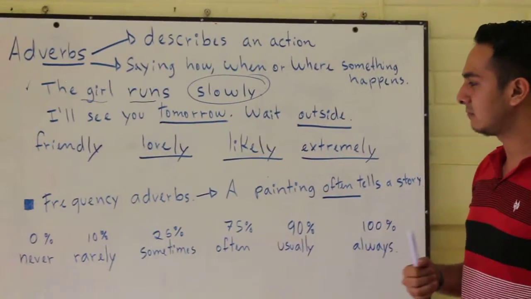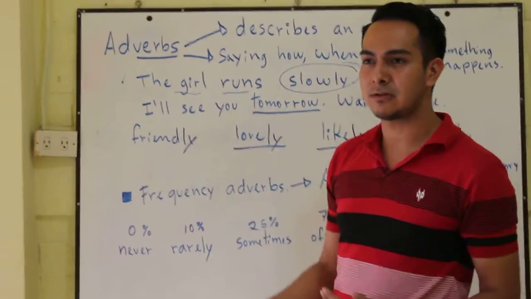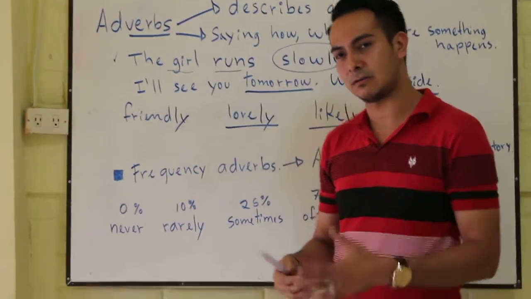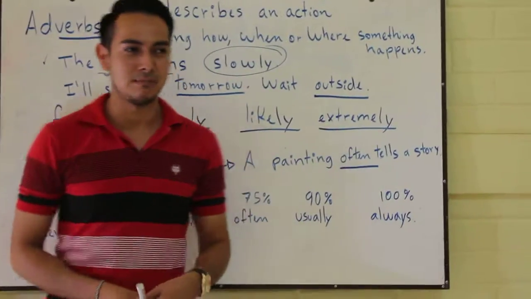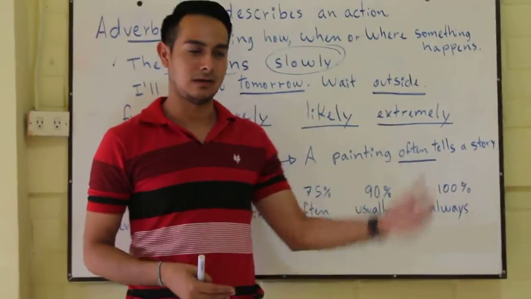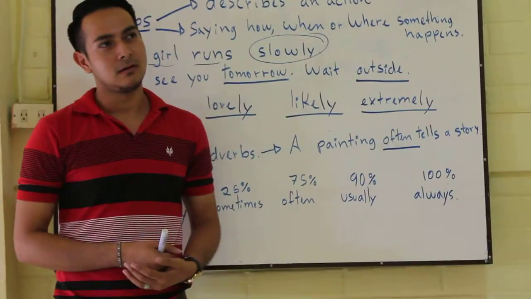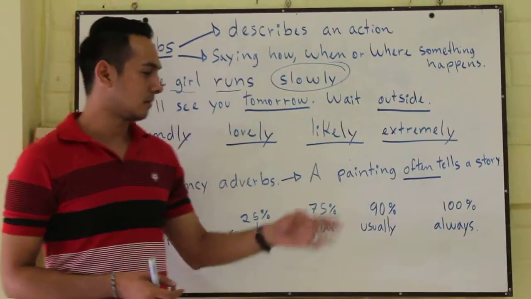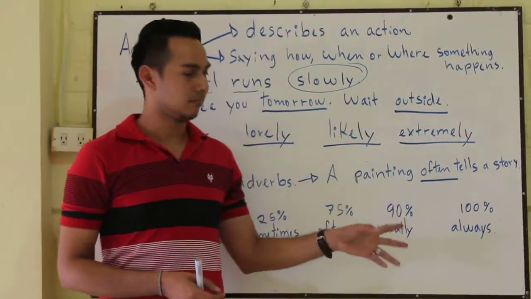And we have some examples. For example, I never go to the beach. It means that you never go to the beach. And I always take a bath. It means you take a bath all the time, every day. I usually go to bed at 11 o'clock. It means that almost all the time you go to bed at 11.